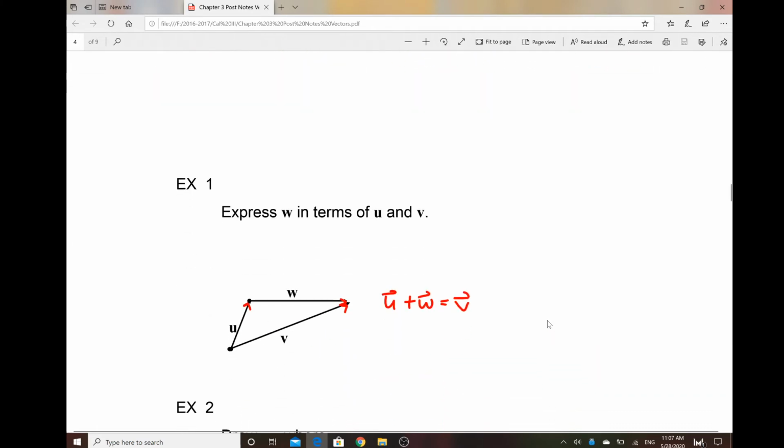Okay, so now let's do some examples for this. Let's say express w in terms of u and v. Given vector u and vector v, once we connect the initial position and the final position of the resulting vector, we'll get vector w. So this shows that vector u plus vector w equals vector v, because we started with the initial position of vector u and then vector w, the final terminal point. Once we connect it, this can be expressed in terms of u, w, and v. So vector u plus vector w equals vector v.